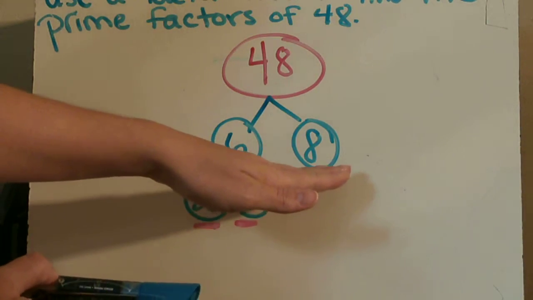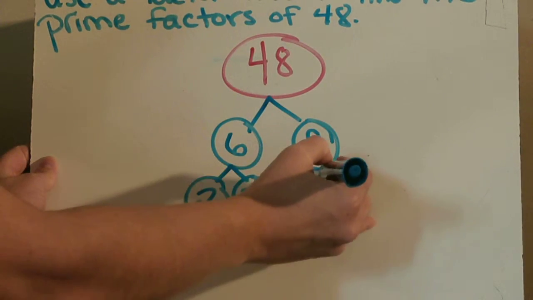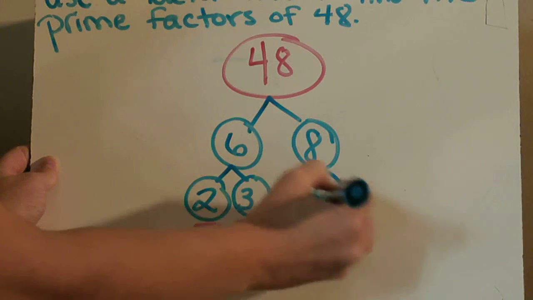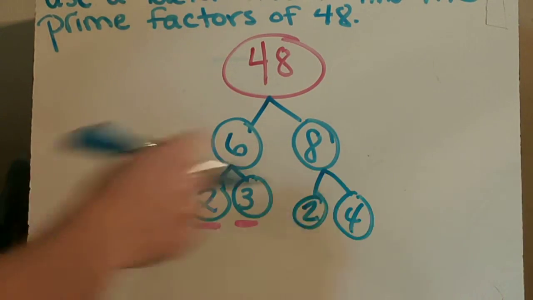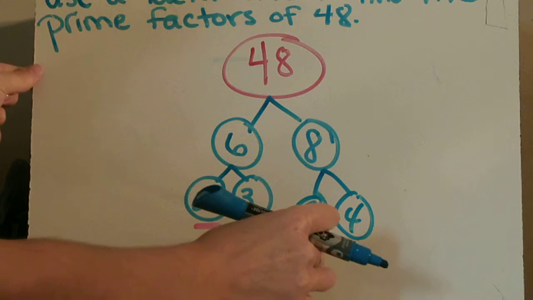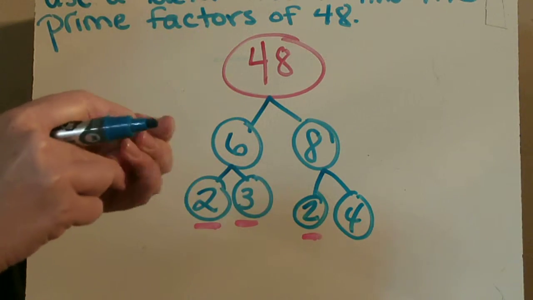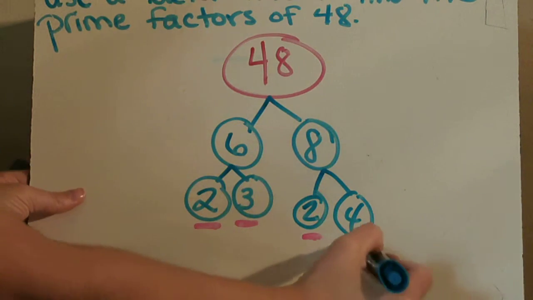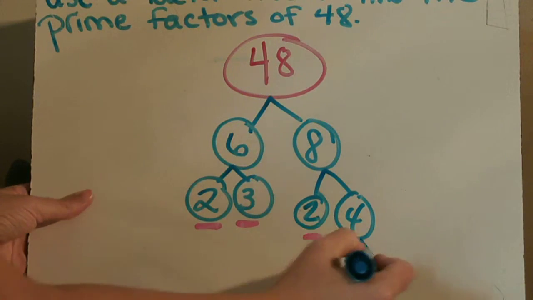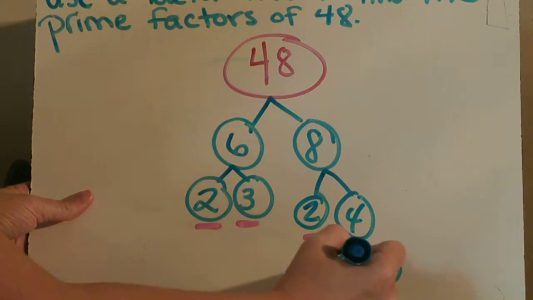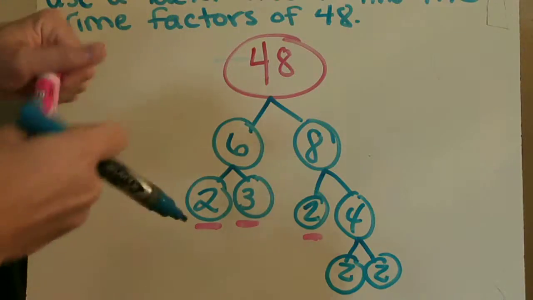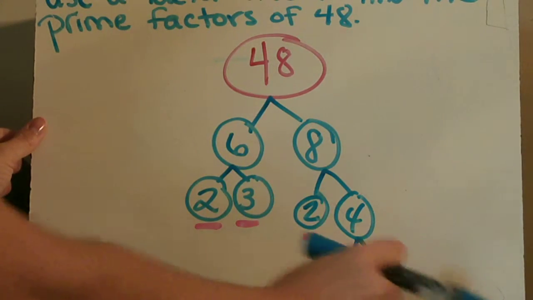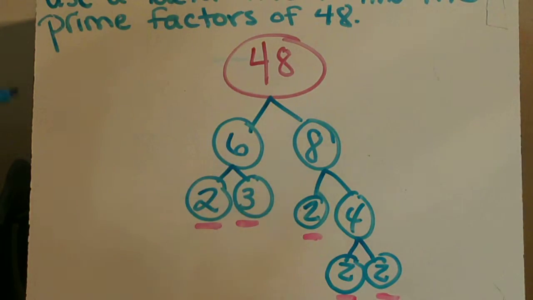But my 8 is a composite number, so I can keep going. 8 is 2 times 4. Here I can't go any further because I'm at a prime number, but 4 is a composite number, so I can branch off again from 4, and I can say 2 times 2. So now I'm at prime numbers all the way across my tree, so I am finished.